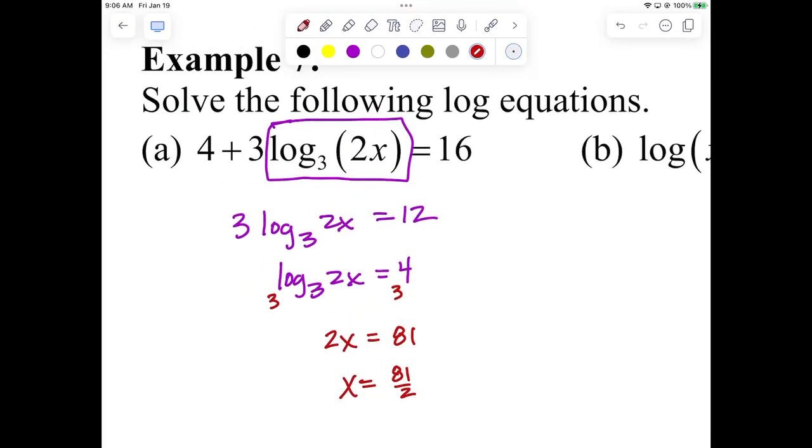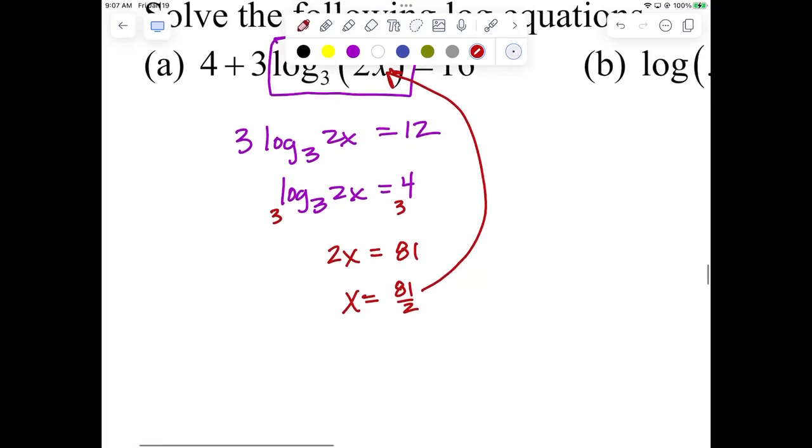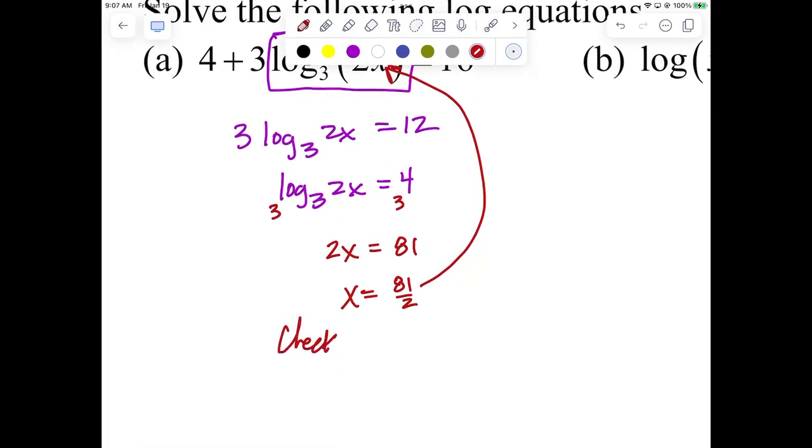Now, let's check. We didn't find the domain. You plug it back in right here. What's 81 halves times 2? 81. Is 81 a positive number? Yes, so it works. You might get extraneous solutions sometimes. So the last thing that you do is you check your answer. Check your answer.